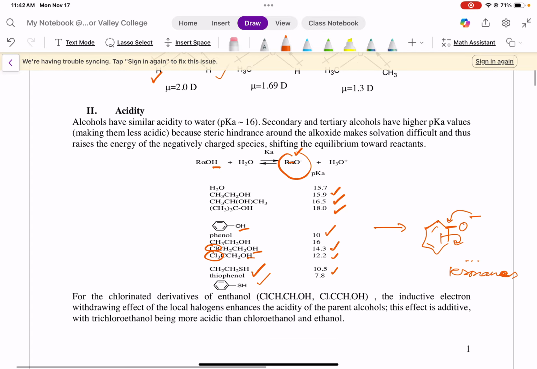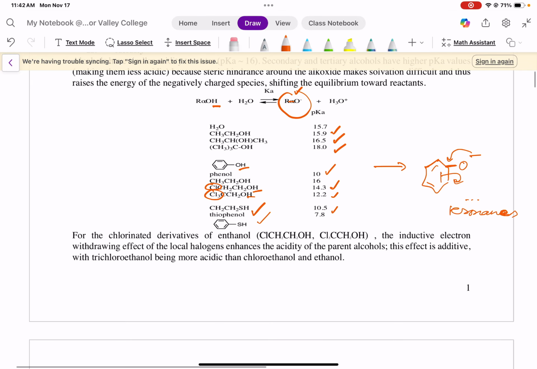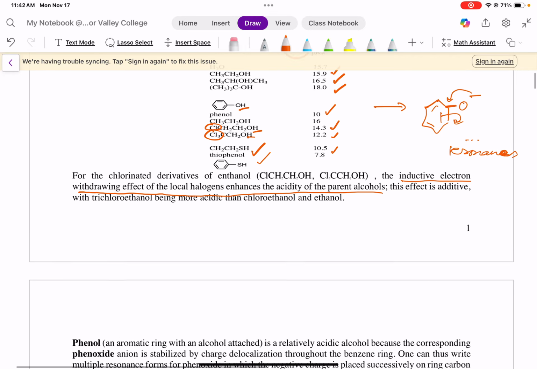Okay, cool. And as I mentioned earlier, that's the inductive effect, the inductive withdrawing effect of the halogens that makes the alcohol more acidic, making the hydrogens more positive, easier to take off as a hydrogen plus. That's why it's more acidic.